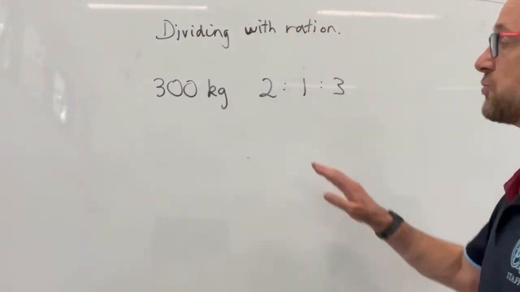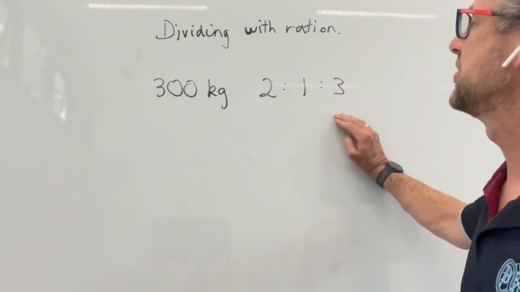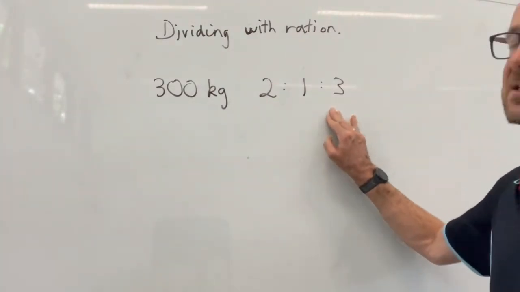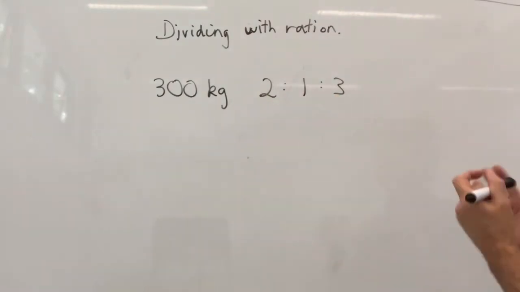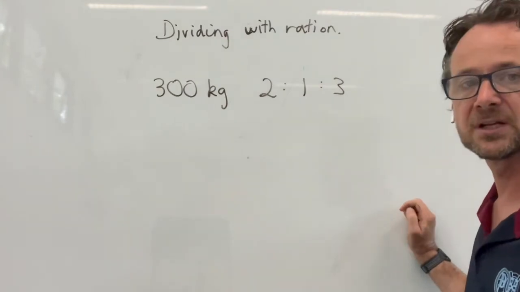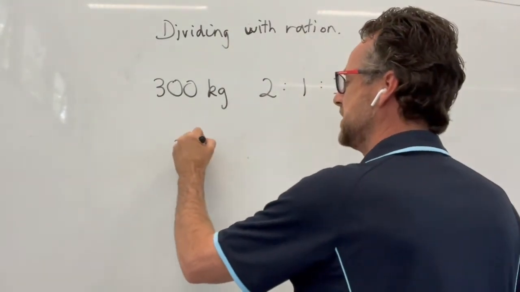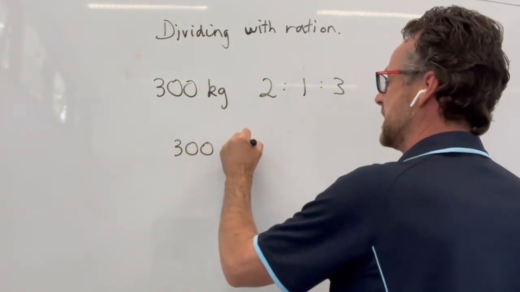Okay, so let's look now at a ratio that has 3 numbers in it, okay? And it really just follows exactly the same process all along. So here we just add all the parts together. So 2 plus 1 plus 3 gives us 6 parts. So 300 kilos, let's say it's 300 kilos of gold, and we're giving it to 3 people according to this ratio. So 300 kilos is to 6 parts, okay?